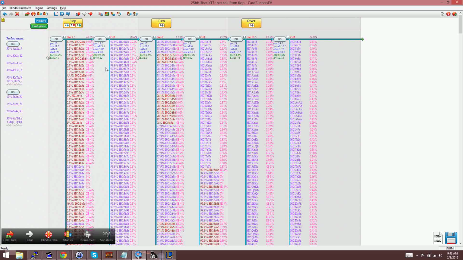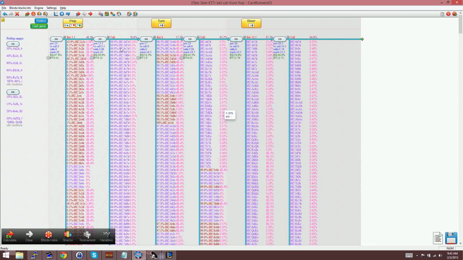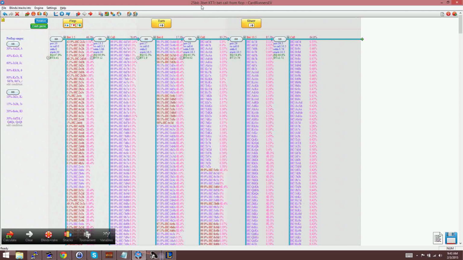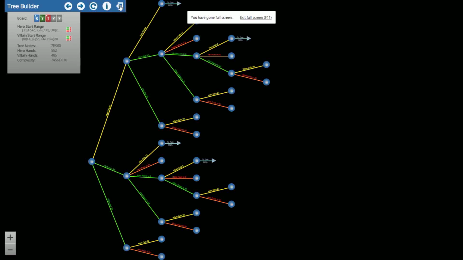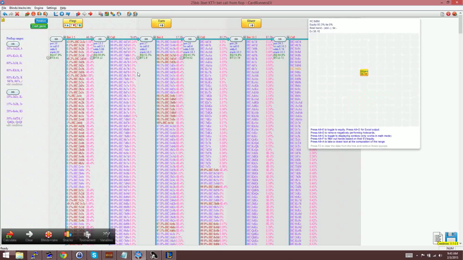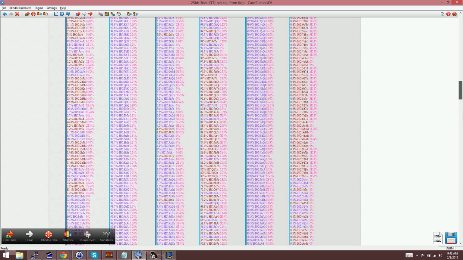This is a slice of the GTORangeBuilder solution loaded into CREV directly. And this is the slice I showed you originally. It is the line where the action goes bet call, and then the four of spades and the jack of spades comes out on the river. And if we look at this, you can see there's all these percentages of what to do with each specific hand here, and it's pretty enormous.